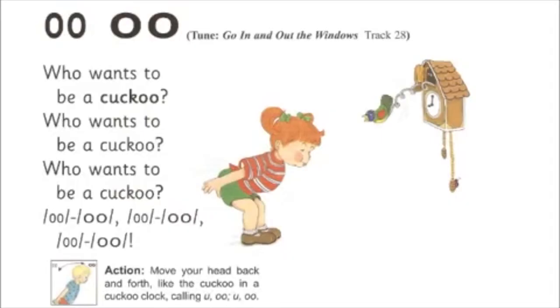Who wants to be a cuckoo? Who wants to be a cuckoo? Who wants to be a cuckoo? Ooh, ooh, ooh, ooh, ooh, ooh. Who wants to be a cuckoo? Wants to be a cuckoo, who wants to be a cuckoo, ooh, ooh, ooh, ooh, ooh.